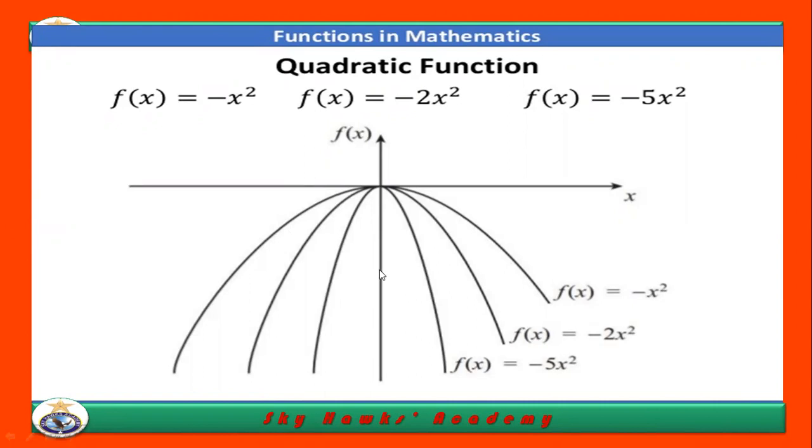So from these two diagrams, we can easily determine the shape of the parabola whatsoever the function is given.